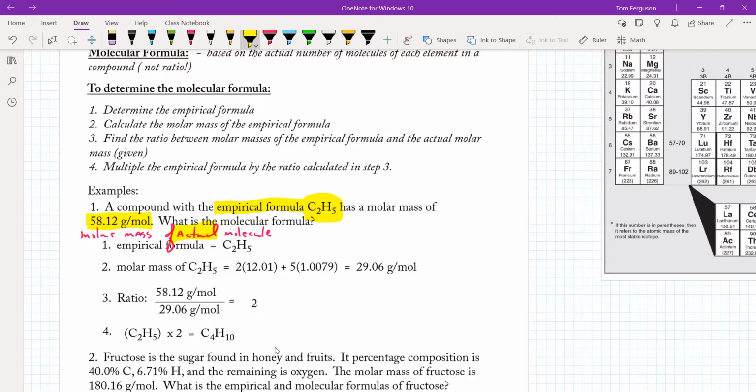This is the actual molar mass. So the first thing we need to do is determine the molar mass of the empirical formula. Okay, all we're doing there is just it's from the periodic table, 29.06. Then you divide how many of those 29.06s are there in the actual molar mass? In this case, 2 of them. So that means we multiply everything by 2. So we end up with C4H10.